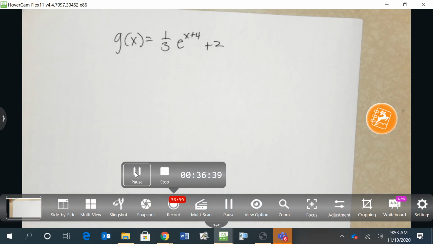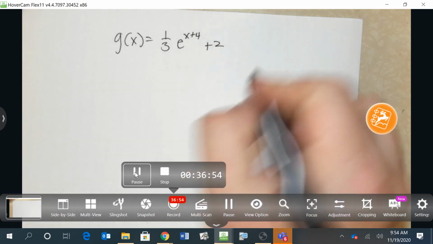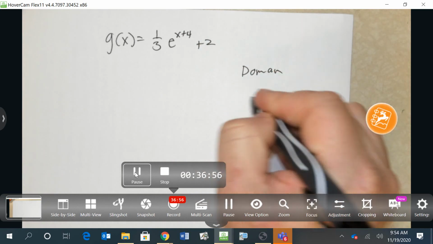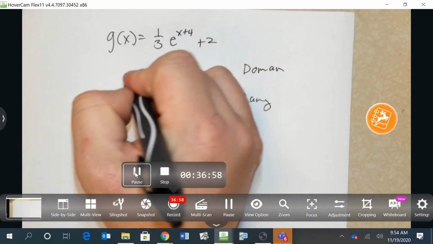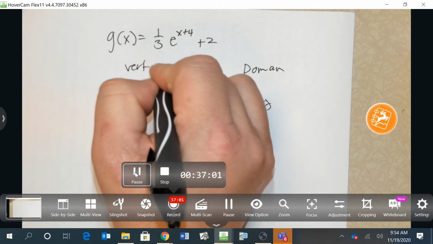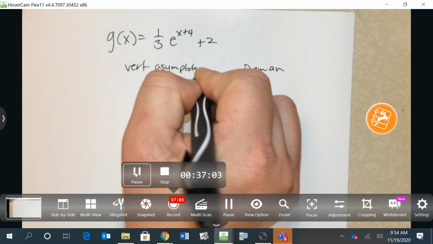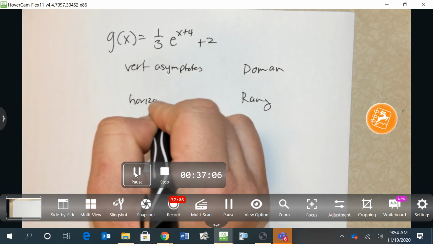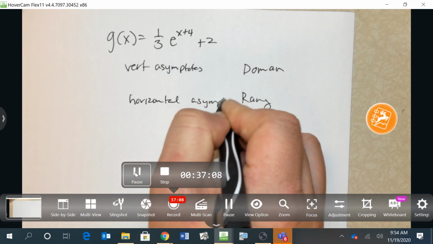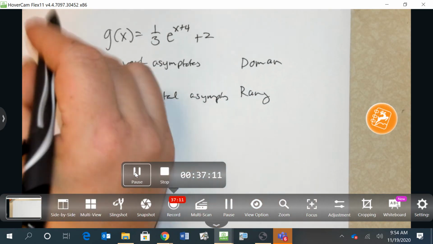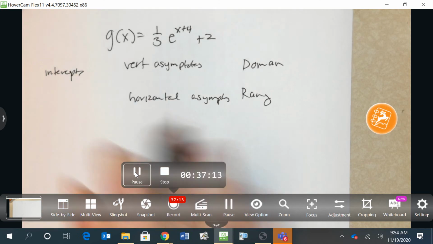The goal of this particular problem will be, can you plug this into Desmos, and then can you analyze it correctly? So we're going to analyze it in a couple different ways. The first way we're going to analyze this is we're going to state, what is the domain? What is the range? Are there any vertical asymptotes? Are there any horizontal asymptotes? And are there any intercepts? Those are the 5 things.